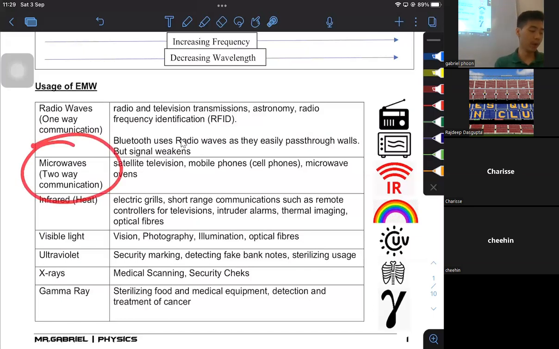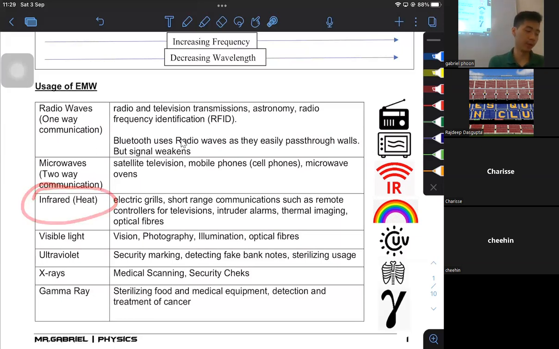Whereas microwaves are two-way communication, guys. Your phone basically uses two-way communication, meaning to say, even if you were to blabber on and on about what that girl wore in school, both of you will still be able to hear each other. Phones use microwave communication, and of course, microwave ovens use microwaves as well, right?